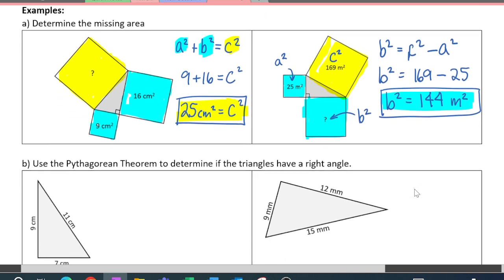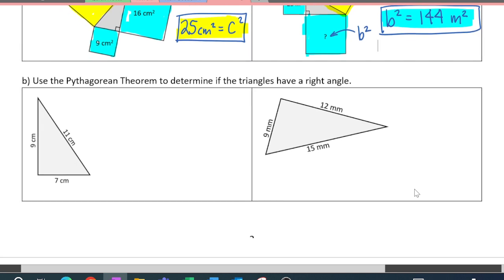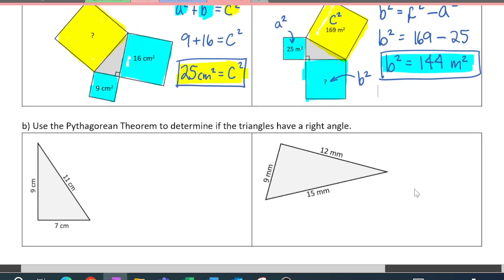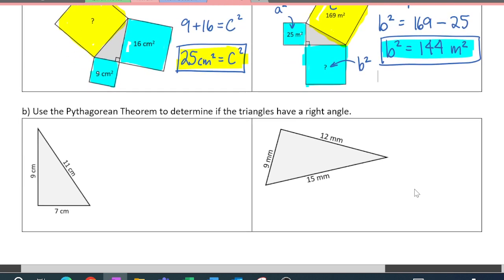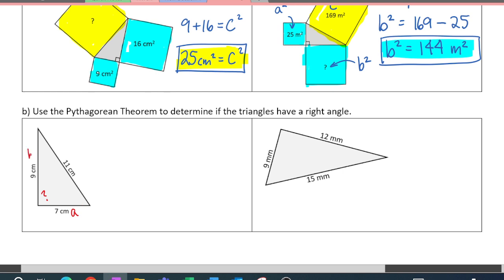Okay, now let's use the theorem or the relationship to figure out if we have a right triangle. This is probably more likely how you would use it in the real world. If you were given a triangle and you weren't sure if this looks like a right angle, but maybe it's slightly off, we want to figure out if it's exactly a right angle or not. We can use the relationship. So this is how we do it. We want to label our sides first. That's always the first step. So let's call this side A. We always call the smaller two sides A and B, and then the largest side is C.